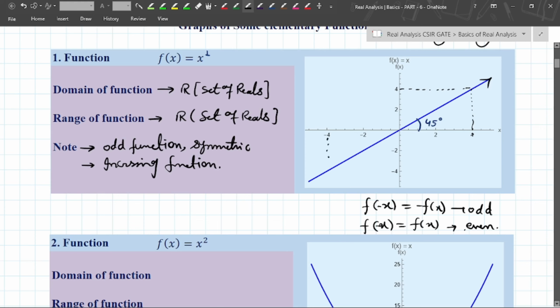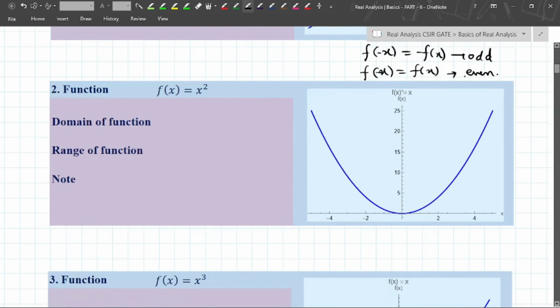Okay, here it is -4, then after that -2, which is greater than -4. Same thing: 4 is greater than 2. Then the function value will also increase here. So this is what an increasing function is.